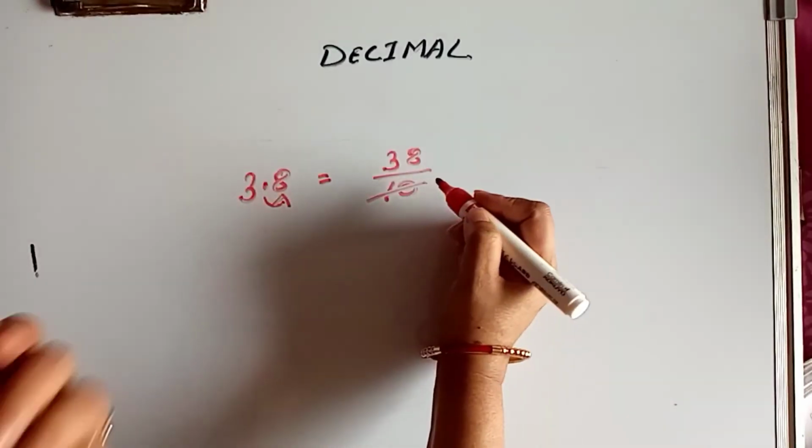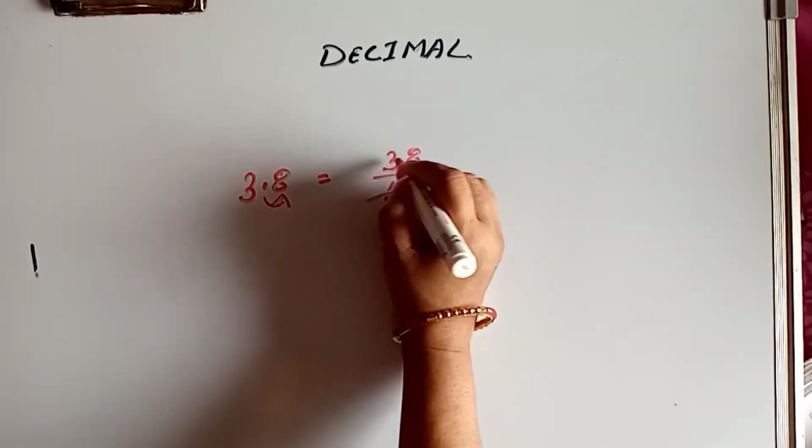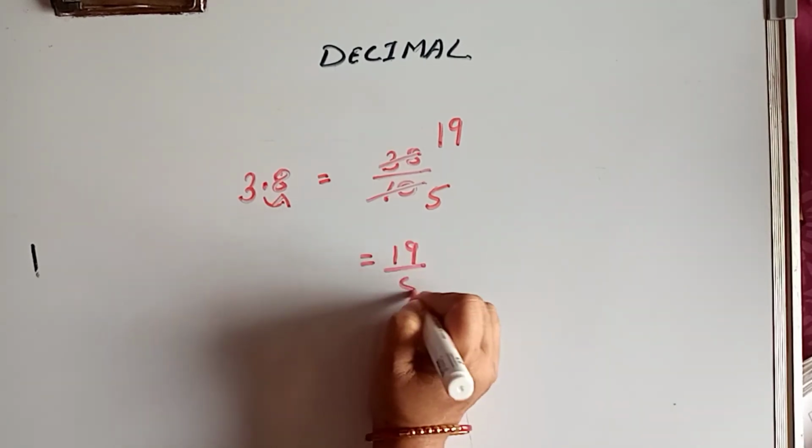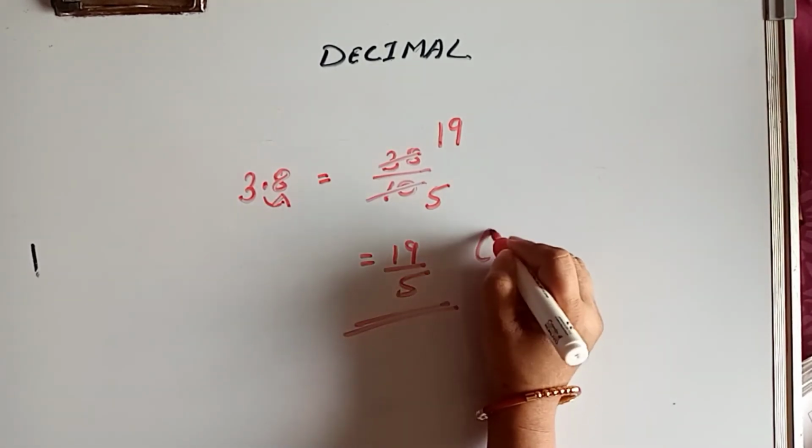Now divide this with 2, 5 times. 38 will be 19 times, 10 will be 5 times. So the answer will be 19 by 5. This is the simplest form or the lowest form.